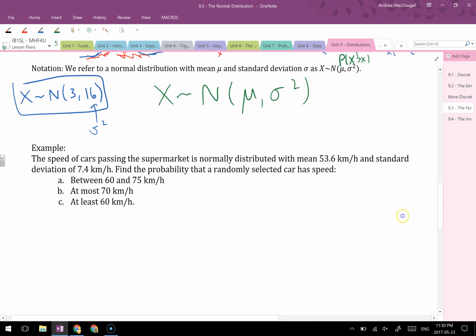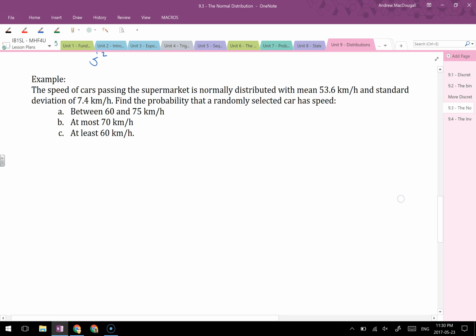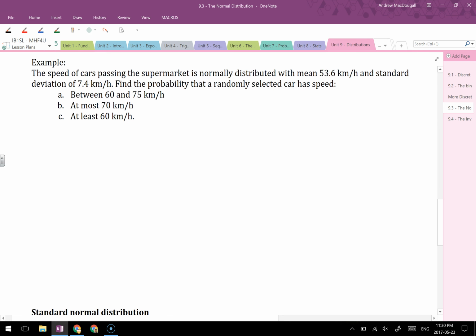Okay, so we're going to look at an example. Now, to actually compute the probabilities, we are going to use our calculators. I have posted another video showing you what calculator commands to put in, so please watch that, perhaps right after this example, or as you go. You can flip back and forth between them. But I'll show you how to set up the problem to at least get partial marks if you get it wrong. So we're looking at cars passing by a supermarket, and their speeds are normally distributed. Their average speed is 53.6 kilometers per hour, and there's a standard deviation of 7.4.